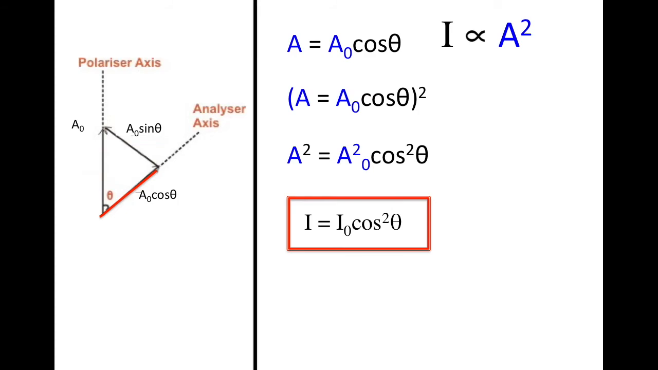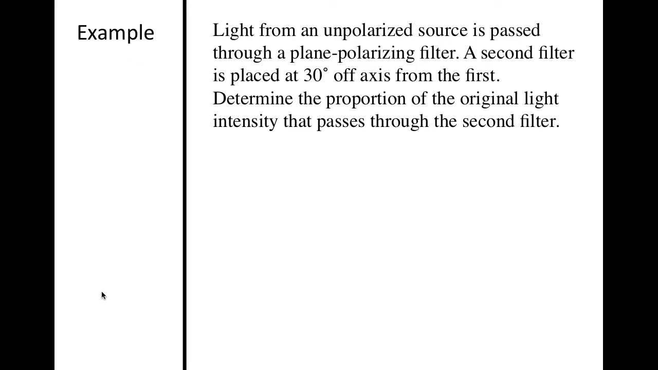Using this equation, what we can see is with this cosine theta, if the angle theta were to be 0, the cosine of 0 would give us 1. And if the direction of the plane polarized light is in line with that analyzer, then all of the light passes through the filter. If theta were 90 degrees, then the cosine of 90 would be 0. So if the filter is 90 degrees in orientation to that of the polarized light, then none of the light will pass through. Here's an example.